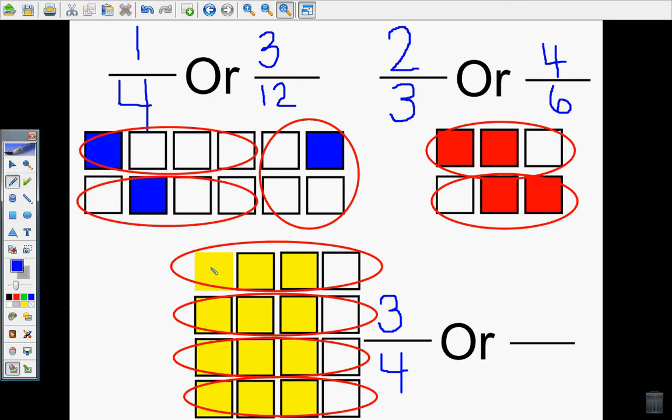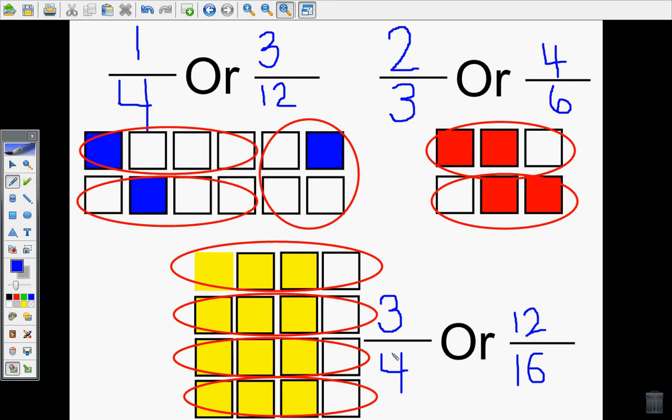Thinking of my fraction, I can see that there's 4, 8, 12, 16 total. And we have colored in 3, 6, 9, 12 of them. So that would give me a fraction of 12/16.